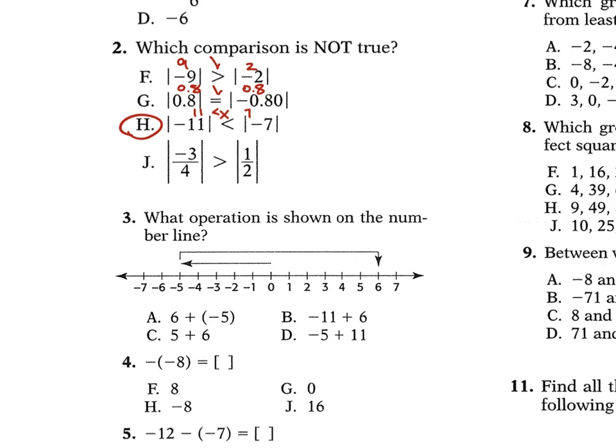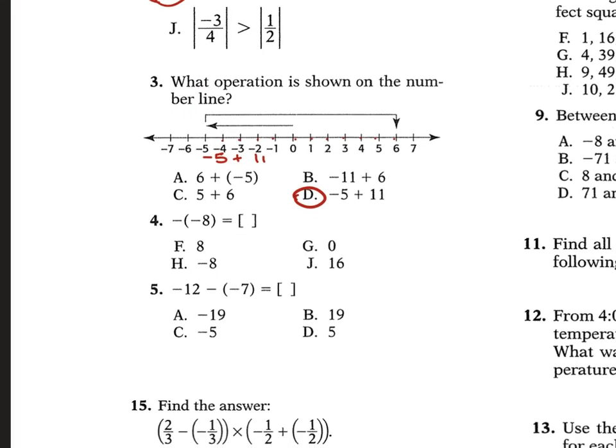3 says, what operation is shown on the number line? So we're going to start at negative 5, and we're going to add 1, 2, 3, 4, 5, 6, 7, 8, 9, 10, 11. So that's negative 5 plus 11, which is D. 4, we're given negative times negative 8 is equal to what? A negative times a negative is a positive, so that's F.